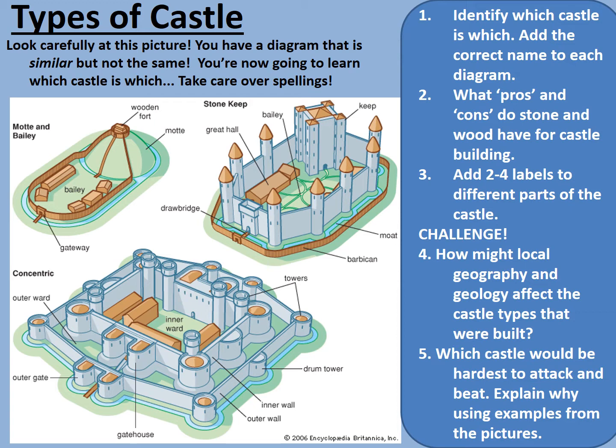Add 2 to 4 labels to different parts of the castle using this vocabulary. As a challenge, how might local geography and geology affect the castle types that were built? Consider your own local area. Which castle type would likely be most suitable where you are? Perhaps you have a local castle and you can consider which type it best fits. Fifthly, which castle would be hardest to attack and beat? Explain why using examples from your pictures. Consider also the weapons available for use by medieval armies.